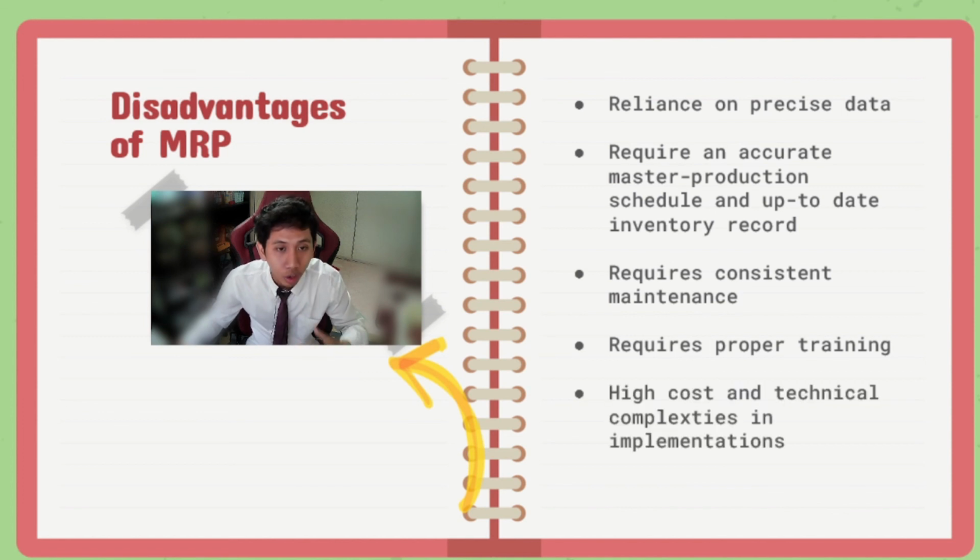Lastly, high cost and technical complexity in implementation. MRP systems need to spend considerable effort on installing necessary equipment, modifying the software to serve their specific needs, validating, testing, and eliminating possible errors.